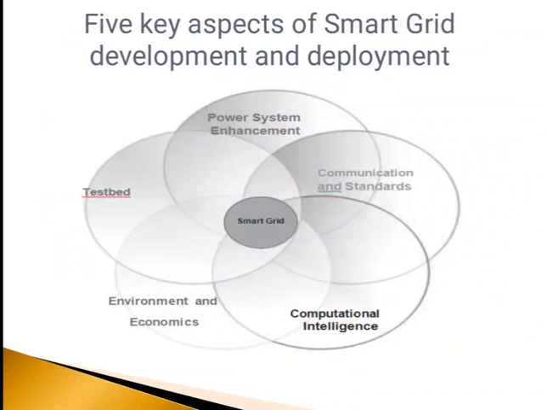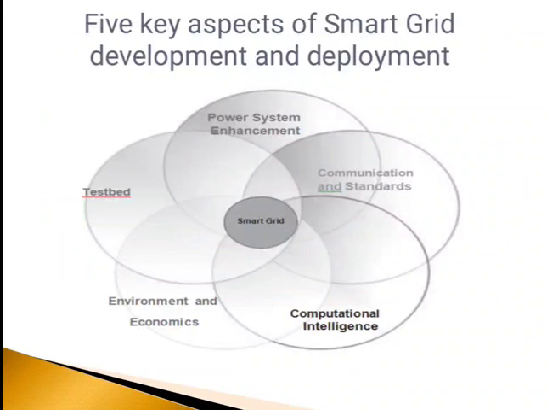Now, in the last part of our video, we'll try to highlight what the 5 key aspects of smart grid deployment and development are. There are 5 key aspects, shown in the diagram: the power system enhancement, communication and standards, computational intelligence, environment and economics, and the test bed. Let us discuss them one by one.